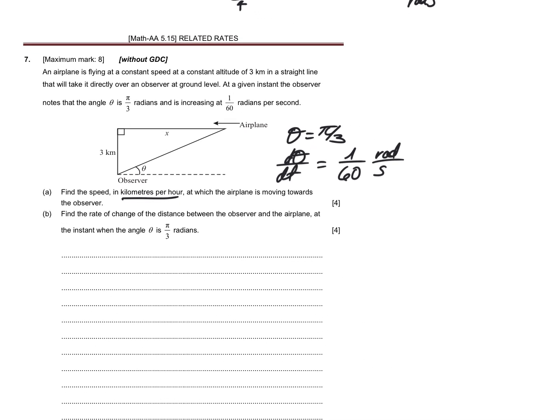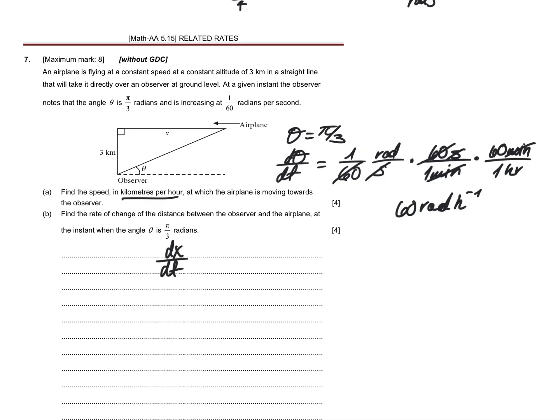So let's first of all change this to radians per hour. So we're going to have 60 seconds in 1 minute and 60 minutes in 1 hour. So those will cancel, those will cancel. So we're just going to have 60 radians per hour. Okay, so now we want the speed of the airplane. So we'll just call that dx dt just because it's that. So that's what we're looking for.